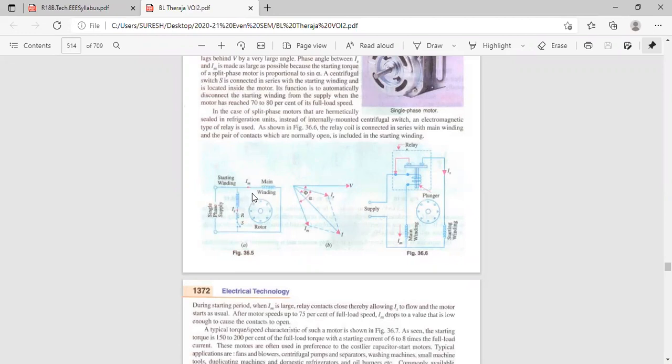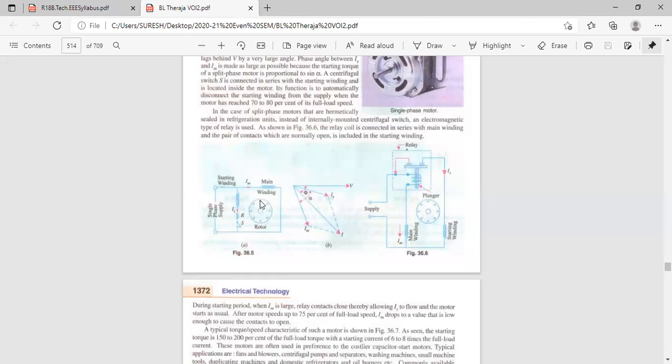Now how many fluxes are there? 2 fluxes. Between these 2 fluxes there is relative motion, and it will create a torque in the rotor. Now these 2 fluxes have relative motion and a rotating flux is developed. Due to this rotating flux, now the rotor will start rotating.